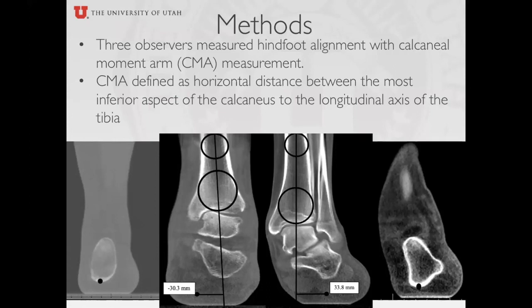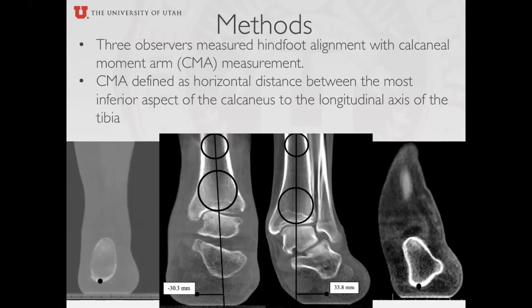Create one circle that's tangent to the outer cortices of the tibia at the top of the image, and then another circle that is tangent to the distal tibial plafond, and then create a line that runs through the center of those circles, basically bisecting them, and that's your tibial longitudinal axis.